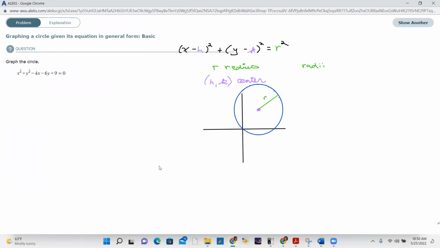Okay. So now you're asked to graph the circle and you're given the equation in general form instead of standard form. Right? This was standard form over here. So we know how to graph these when they're in standard form. So that's what we're going to do. We're going to put this equation into standard form.